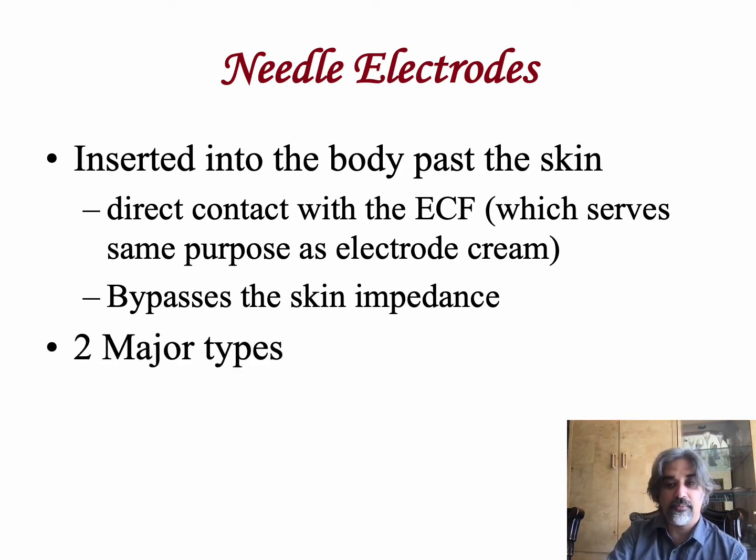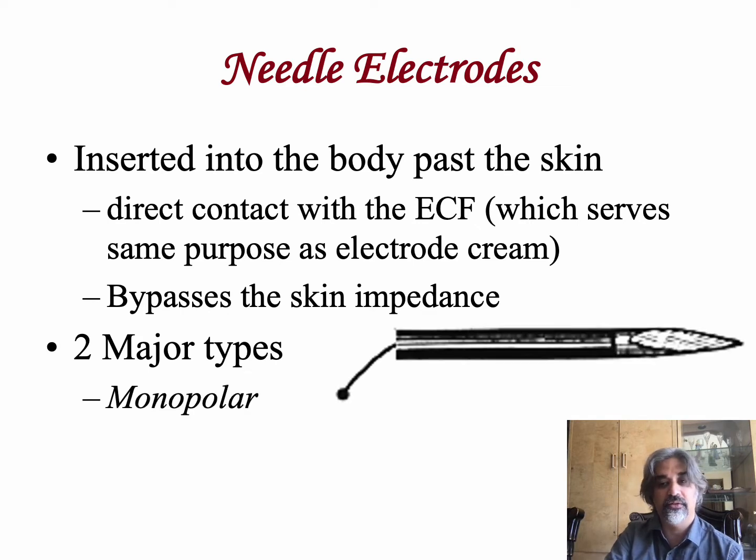There's two major types, monopolar needle electrodes and concentric needle electrodes. Monopolar electrodes can also be used as a cathode to perform near nerve excitation with a stimulator. But let's talk about them as surface electrodes for pickup.